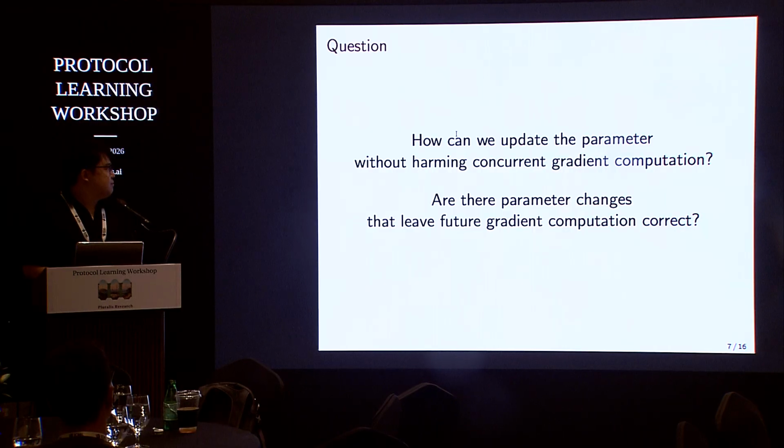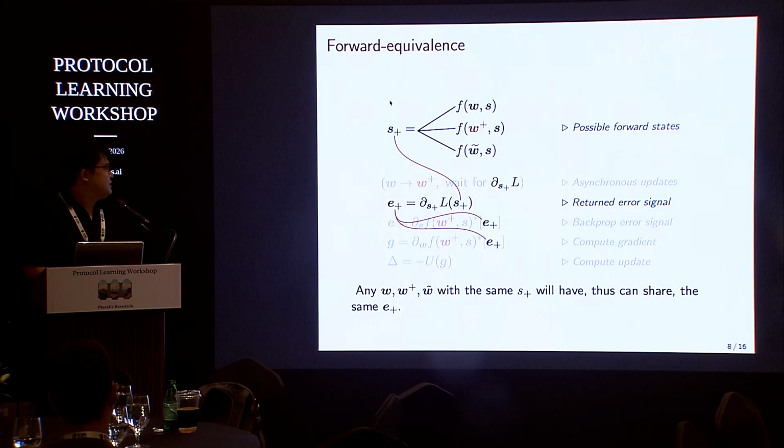So what we ask in this work is how to update the parameters so that it doesn't harm the concurrent gradient computation, or in a bit more detail, what would be the parameter changes that leave the future gradient computation correct. The main insight is that if you see how the error signal is computed, it actually depends on the layer output instead of the weight itself.